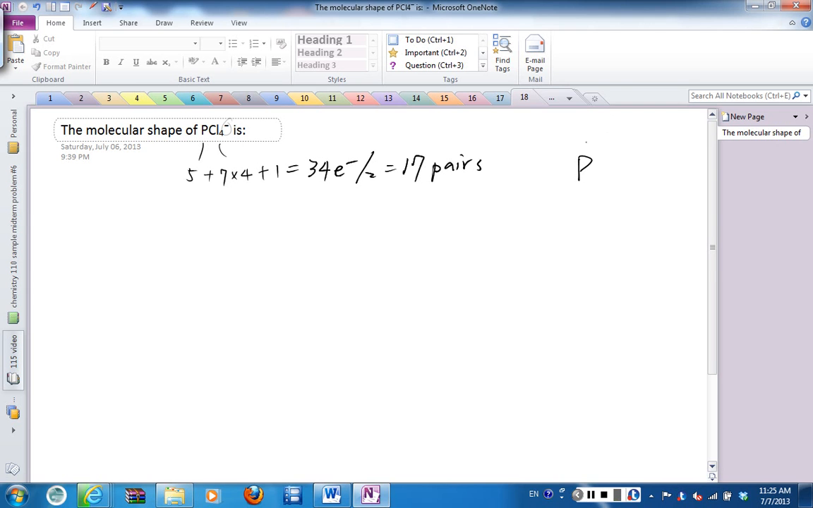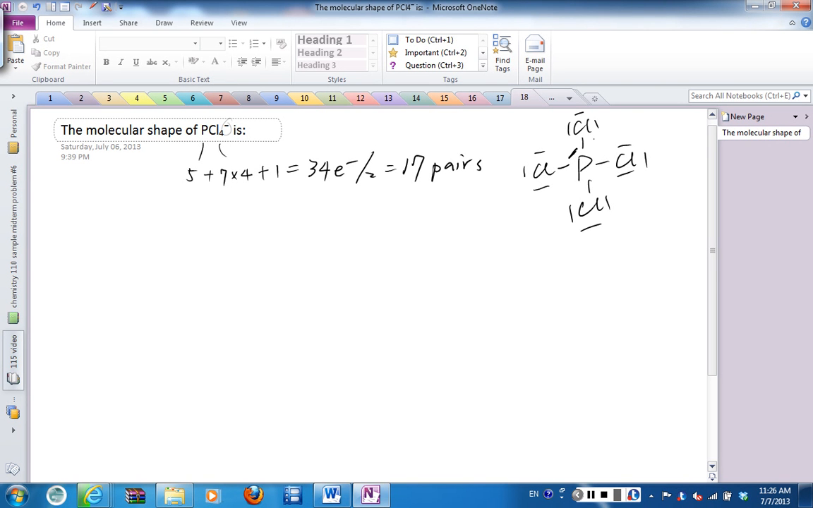Phosphorus apparently is the central atom, with all 4 chlorines surrounding it. Let's give each of them an octet, and now that's 16 pairs used. We've got 17 pairs. If you have any extra, put it on the central atom.